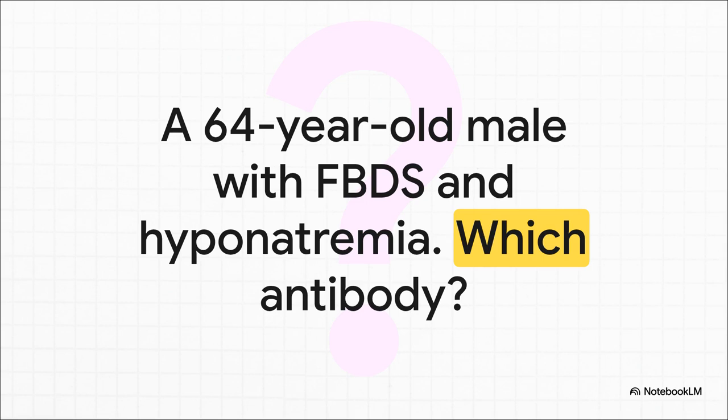Okay, let's hit pause for a quick board-style question. You've got a 64-year-old man, faciobrachial dystonic seizures, his sodium is 125, and his MRI shows limbic encephalitis. What's the antibody? It's gotta be anti-LGI1. That triad, the FBDS, the hyponatremia, and the limbic encephalitis is one of the most classic patterns in neurology, and I really want to hammer that home.